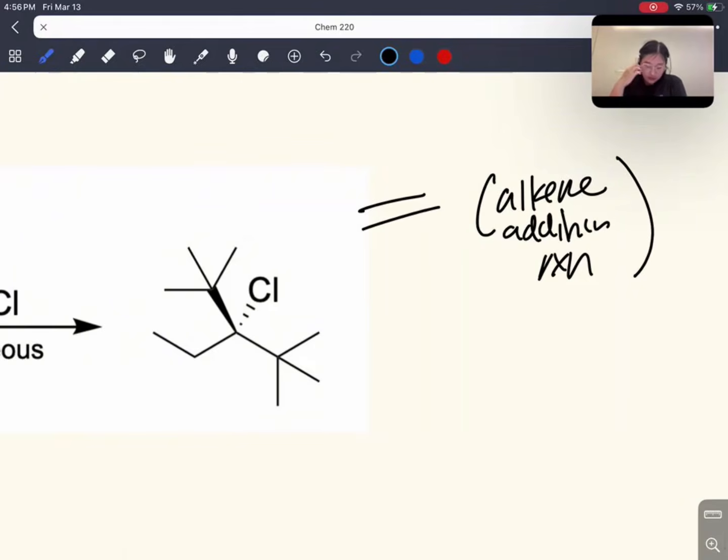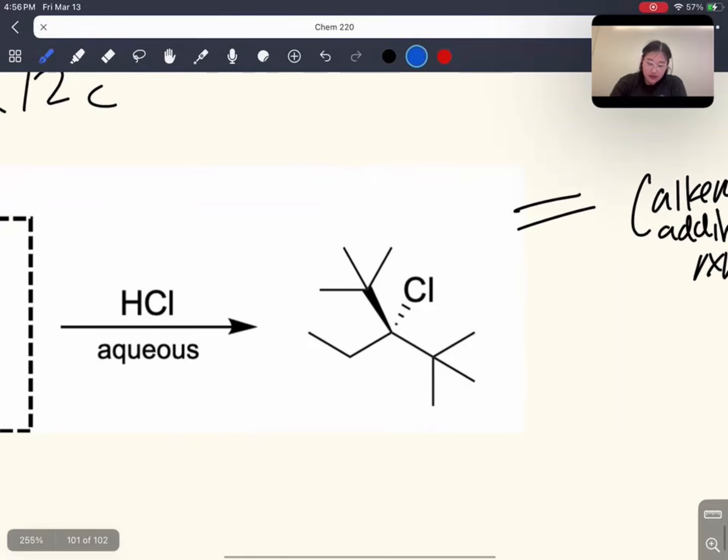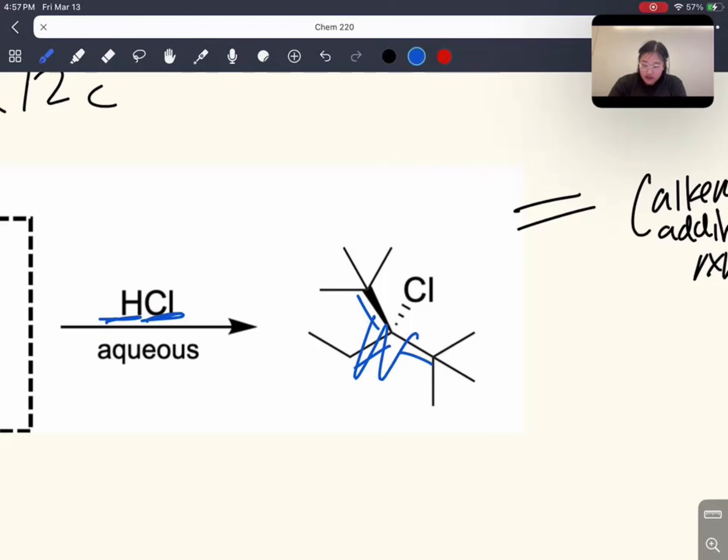A chlorine adds to one side of the double bond, and a hydrogen needs to add to the other. So there are different possibilities for where my double bond could go. Let's imagine a scenario where my double bond existed here. It can exist anywhere attached to the chlorine, so it could exist here, and there's another one that could exist here and here. So we're going to go through the three possibilities one by one.